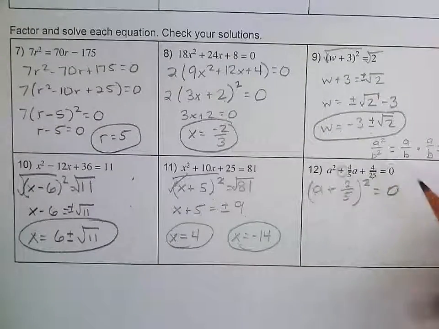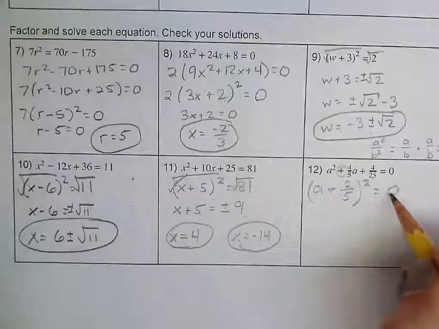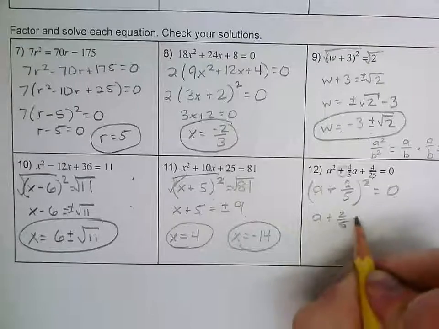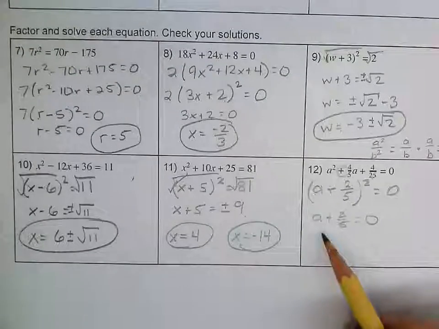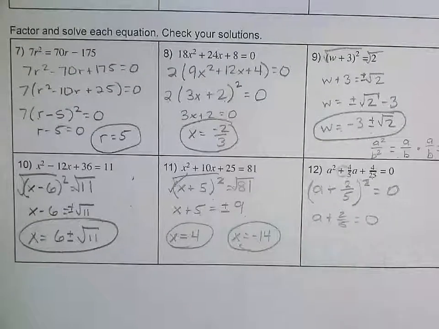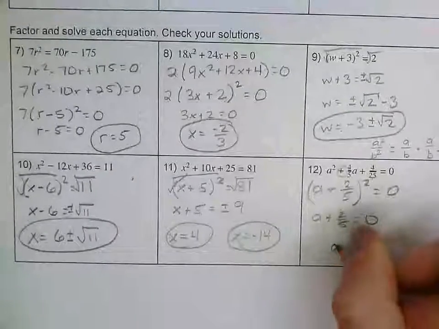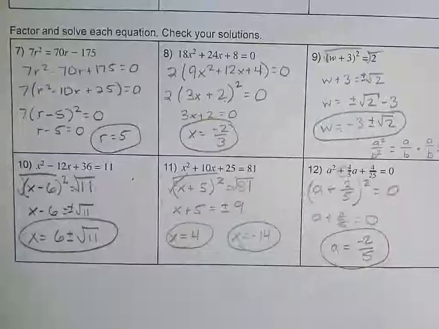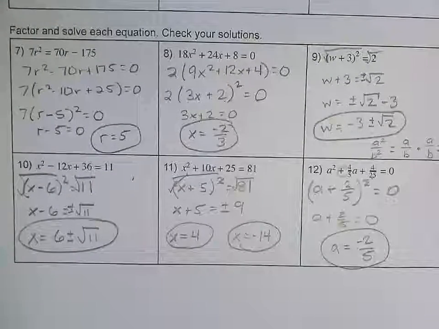First, we take the square root to get rid of the parentheses. The square root of 0 is 0. So I really have a plus 2/5 equals 0. What does a have to be so that when we add 2/5 we end up with 0? You're right. a equals negative 2/5. On this one, we only have one answer, and that would be it.